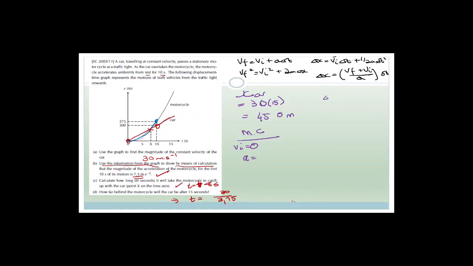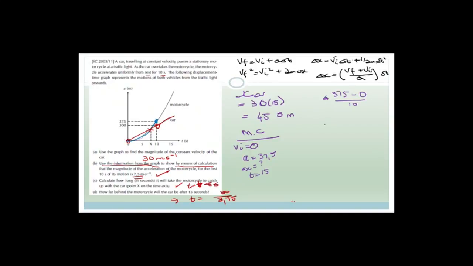We said VF is equal to VI plus A delta T, so the acceleration is VF minus VI over delta T, which is 37.5. Okay, acceleration, 37.5. Then we've got VI, we've got A, we want to find delta X, which is the question mark. And we've got the time equals 15 seconds.